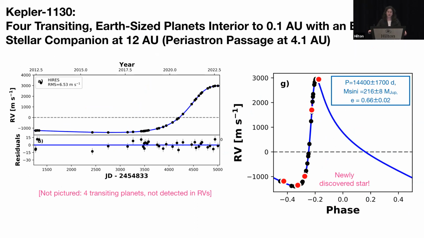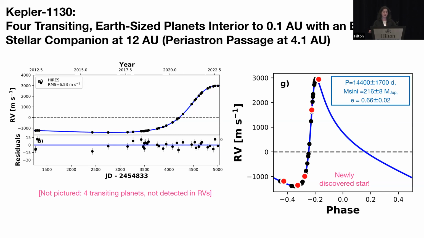Our most dramatic discovery was not a planet, but a stellar mass companion to a system of 4 transiting planets in Kepler 1130. The transiting planets are Earth-sized and are all interior to 0.1 AU. Over the last few years, we saw the star approach periastron, producing a change in the RVs of several kilometers per second. The distinctive non-sinusoidal shape of the RV time series allows a precise determination of the companion mass and eccentricity. It is 200 Jupiter masses and highly eccentric.